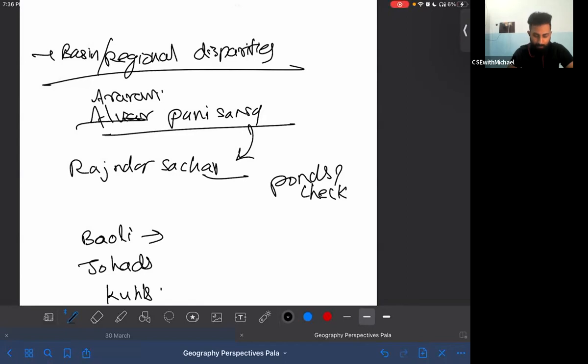Similarly, rationalization of subsidies on power, electricity, and energy can help in regulating the excessive water utilization in the agricultural sector.